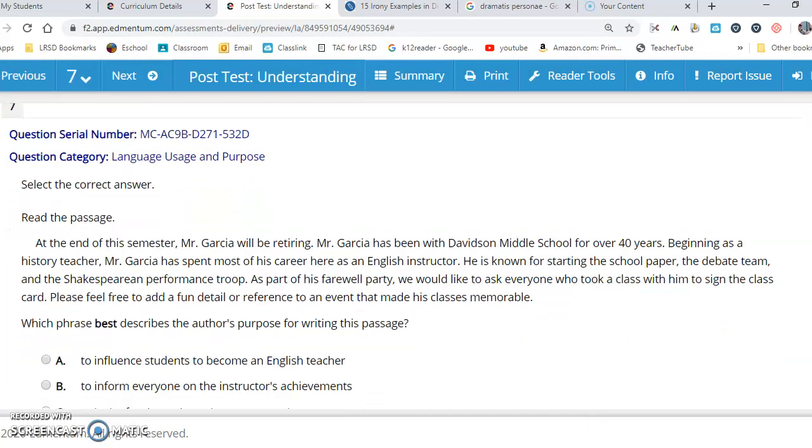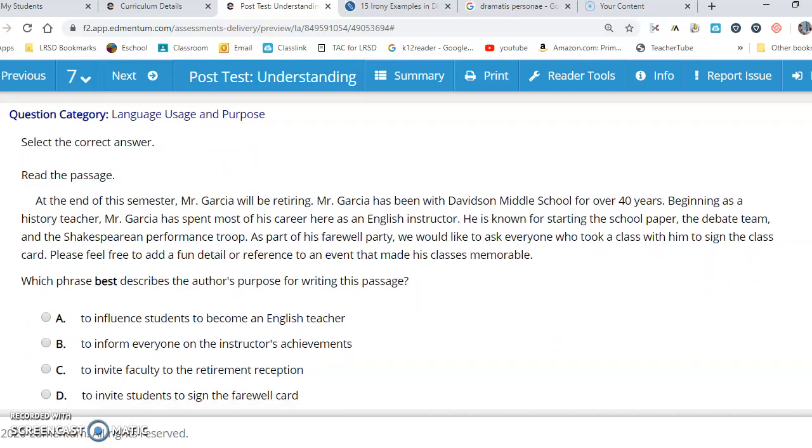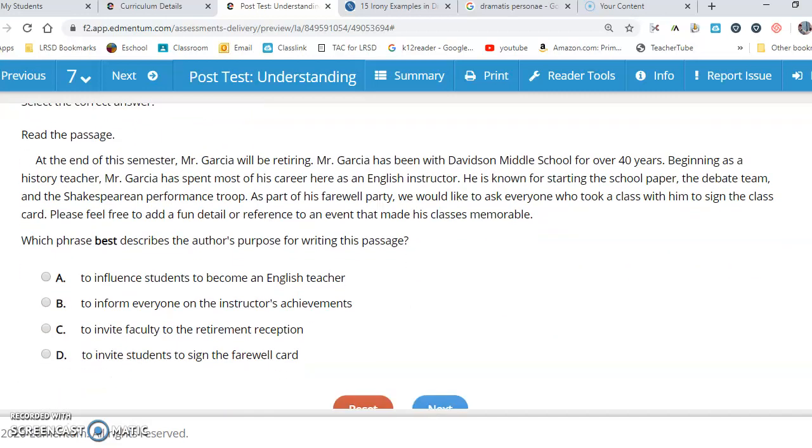Okay, select the correct answer. Read the passage. At the end of semester, Mr. Garcia will be retiring. Mr. Garcia has been with Davidson Middle School for over 40 years. Beginning as a history teacher, Mr. Garcia had spent most of his career as an English instructor. He is known for starting the school paper, the debate team, and the Shakespearean performance troupe. As part of his farewell party, we would like to ask everyone who took a class with him to sign the class card. Please feel free to add a fun detail or reference to an event that made his class memorable.